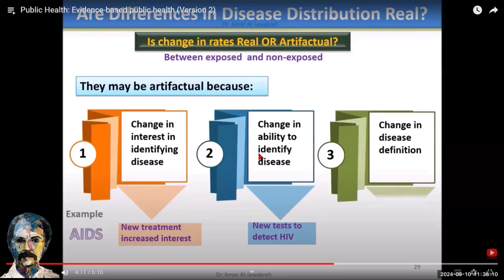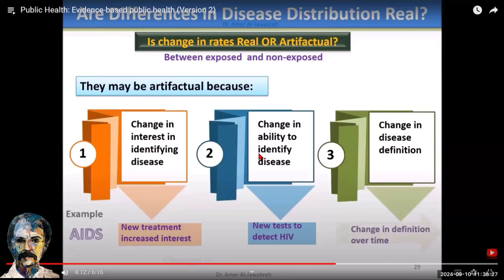So there is an increase, not because of the disease, but because of the advance in technology, yes? The change is not in the disease itself, but because of something outside. And finally, the same happened for the change of the definition over time.